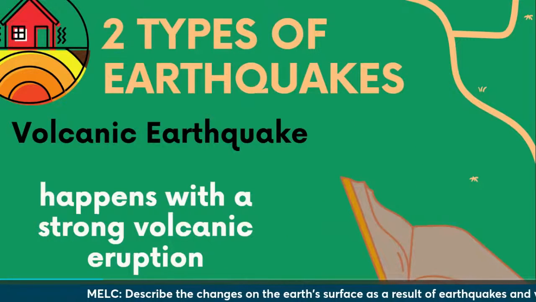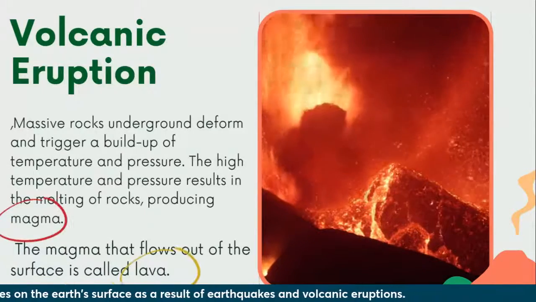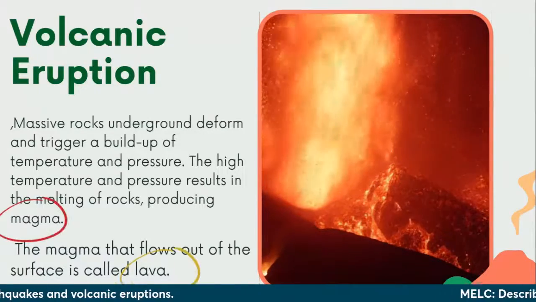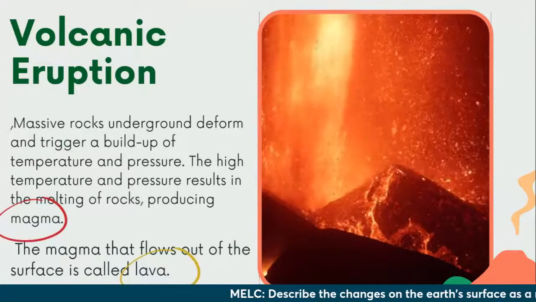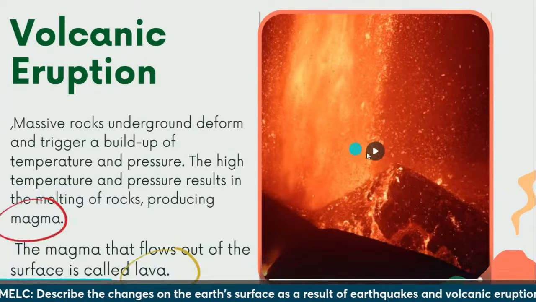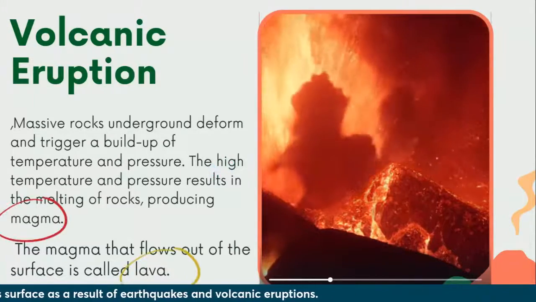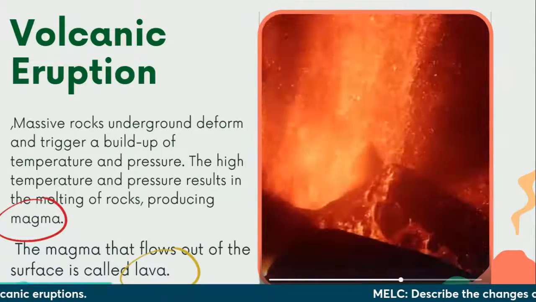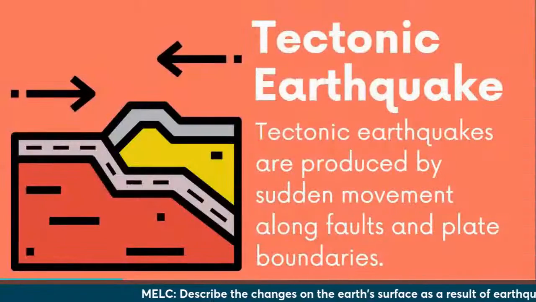Volcanic eruption shows massive rocks underground deformation. They deform and trigger a buildup of temperature and pressure. The high temperature and pressure results in the melting of rocks, producing magma. What you see here is magma. The magma that flows out of the surface is called lava. So this is an illustration of a volcanic eruption.